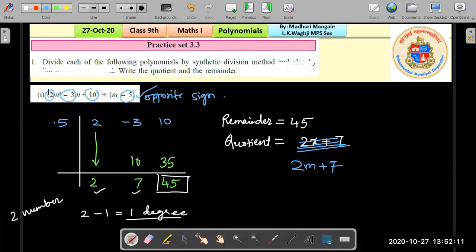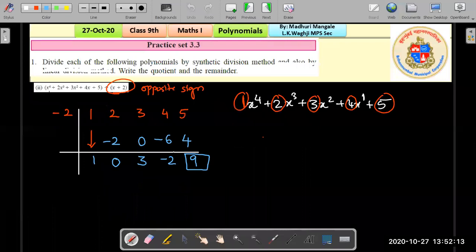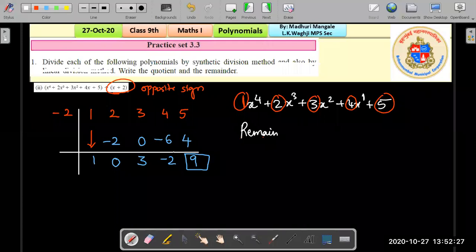Same way here, the variable that is used is x, so the quotient will be in x, right? So let's begin with writing out the remainder. What is the remainder here? It's the last number, that is 9. So remainder equals 9.